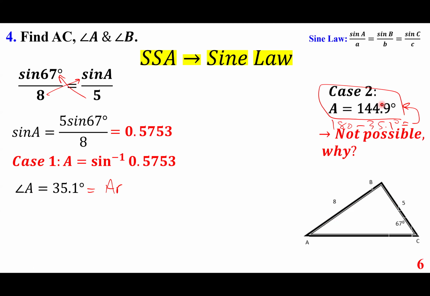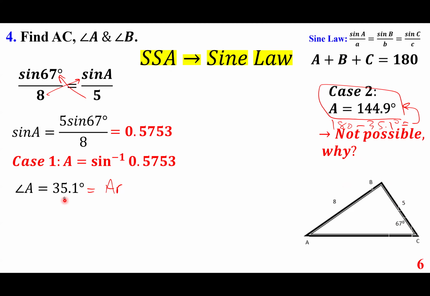Why is it impossible? The sum of the interior angles must be 180. And as you can see, when you add these two, it goes way beyond 180. A and B and C must be 180. It's just A and C which is larger than 180. So we don't have a second case, because side-side-angle is an ambiguous case, it can give you either. So only 35.1 degrees works.